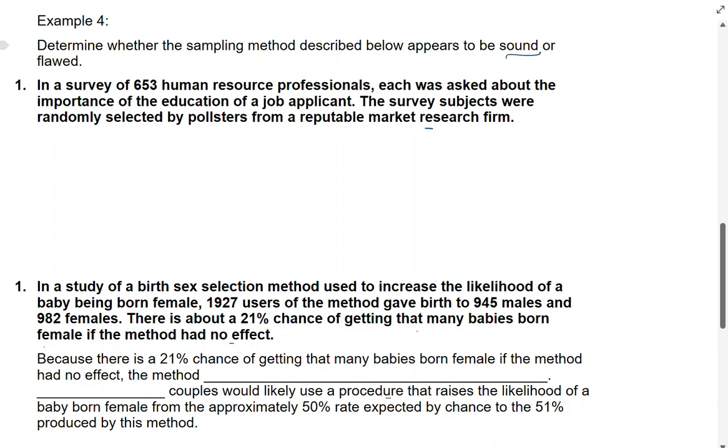So again, we're going to do sound and or flawed. In a survey of 653 human resource professionals, each was asked about the importance of the education of a job applicant. The survey subjects were randomly selected by a pollster from a reputable market research firm. So this is sound.